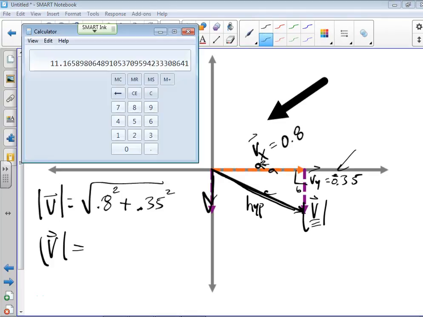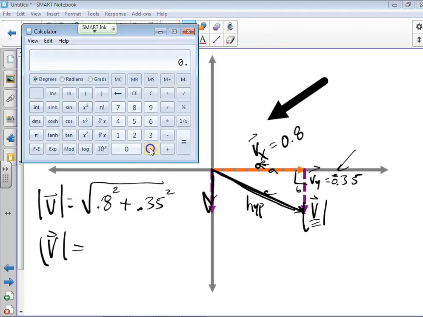So I'm going to take 0.8 squared plus 0.35 squared, get an answer, and then take the square root. 0.873.